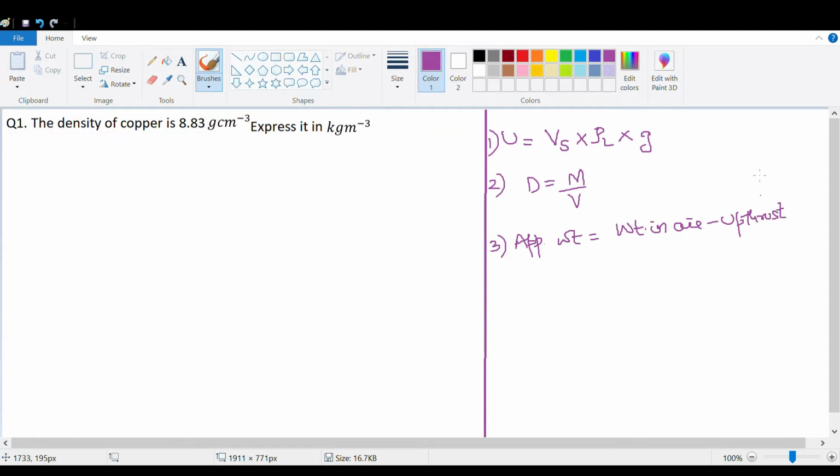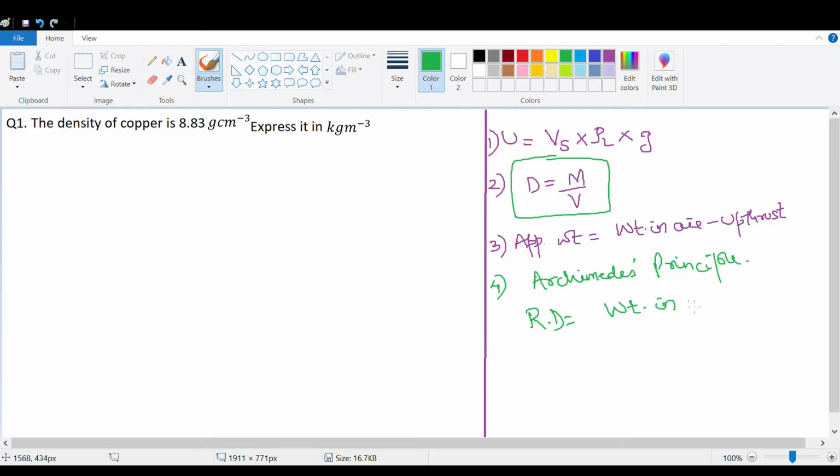Now this exercise again involves D is equal to m upon v, which is density is equal to mass upon volume. And then it deals with Archimedes principle, where we talk about calculating the upthrust or determining the relative density also. So the formula that we use in this exercise would be relative density is equal to weight in air upon weight in air minus weight in fluid or liquid multiplied with RD of liquid.